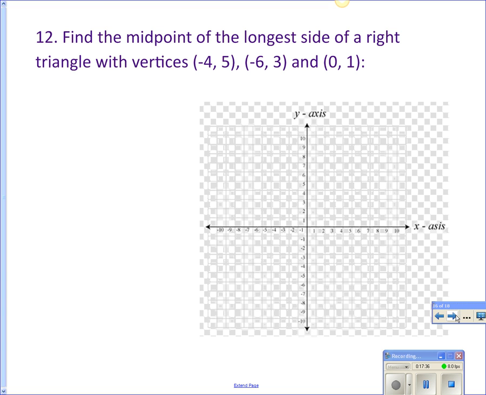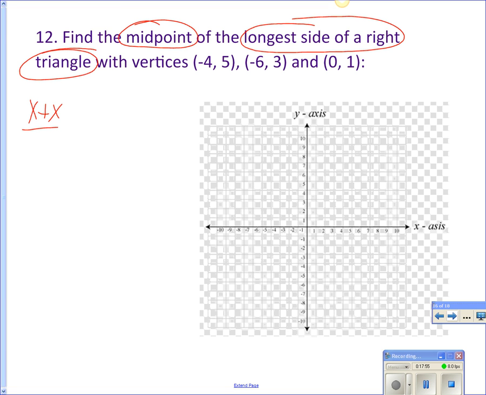Stephen A., what should I circle? Very good. Longest side of a right triangle. Shakira, what else should I circle? Midpoint. Jack, what is the midpoint formula? Good. We only have to find the midpoint of the longest side. That's all we have to do. The problem is I don't know what the longest side is.